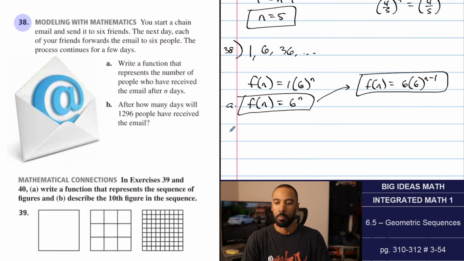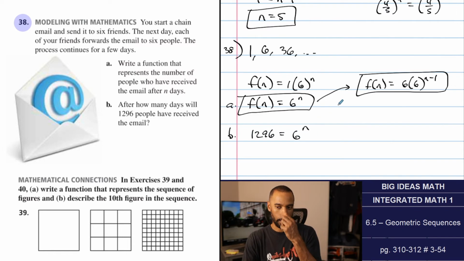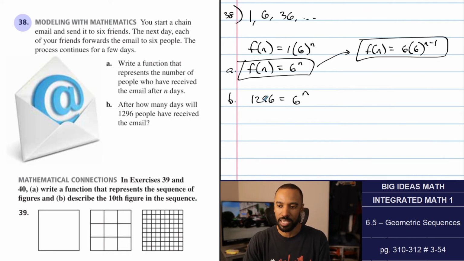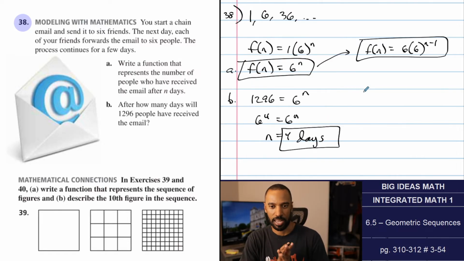One or the other. But part B is now 1,296 people here. So 1,296 equals 6 to the n power. You can do it that way. 1,296 is 6 to the 4th power. So n equals 4. So after 4 days, boom, you got it. And that's kind of how that one's going on there.